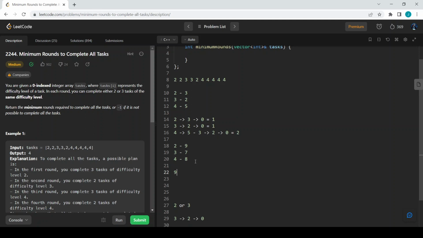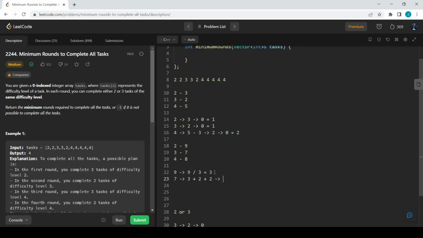And here, as you can see, to complete these 9 tasks, we want to do a 3 task each and every time. So the total number of rounds is nothing but 9 by 3, which is 3 rounds that will take to complete these 9 tasks. To complete the 7 tasks, we take 3 plus 2 plus 2. It is not possible to take 3 plus 3 plus 1.